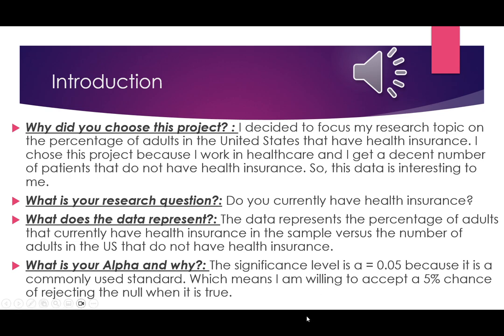The data represents the percentage of adults that currently have health insurance in the sample versus the number of adults in the US that do not have health insurance. The significance level is alpha of 5% because it's commonly used as the standard, which means I'm willing to accept a 5% chance of rejecting the null when it is true.